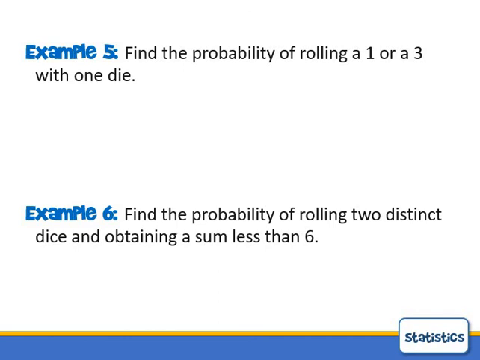Okay? Those are mutually exclusive. I can only roll one number at a time. There's no way I can roll a 1 and a 3. So I would just add the 2 probabilities together.